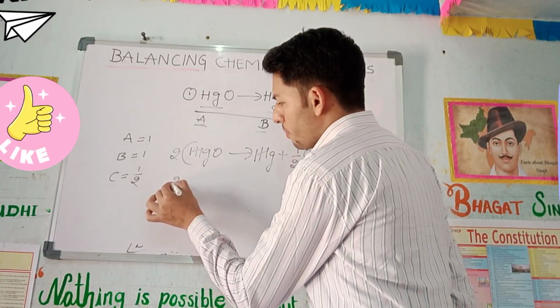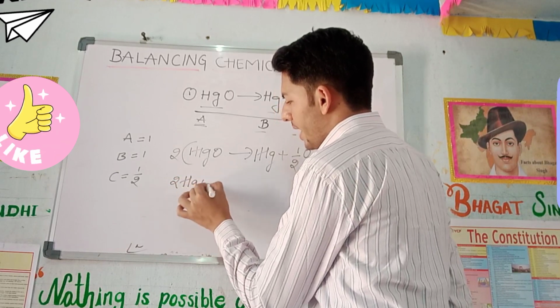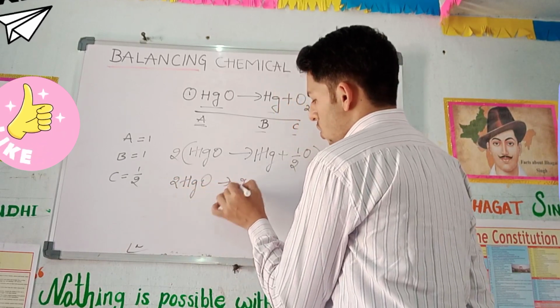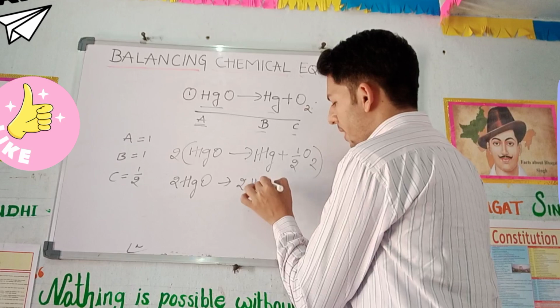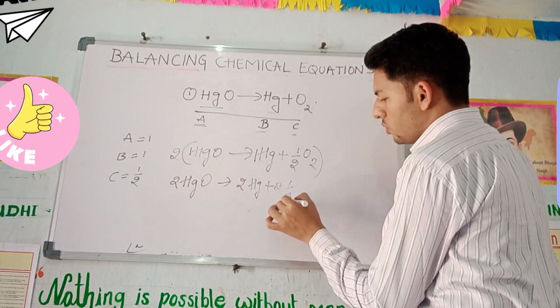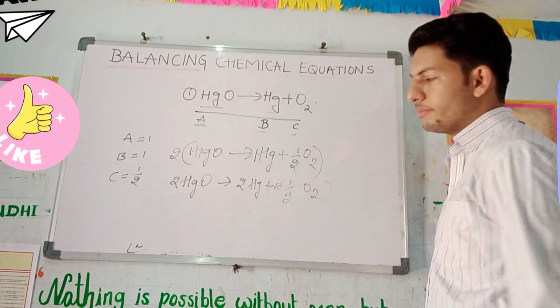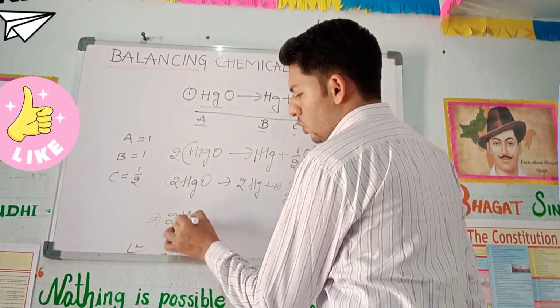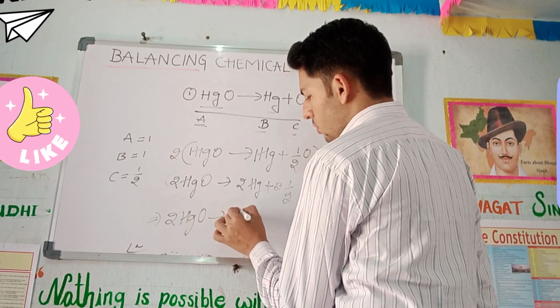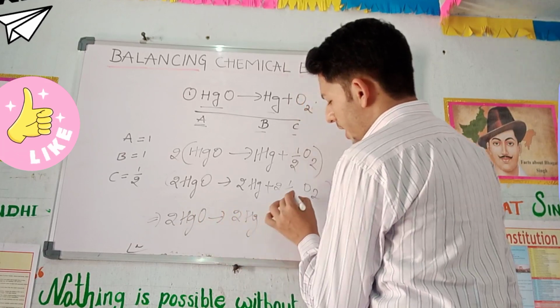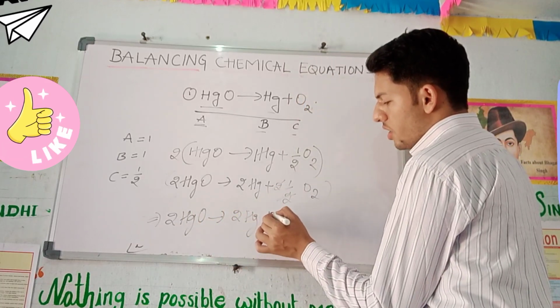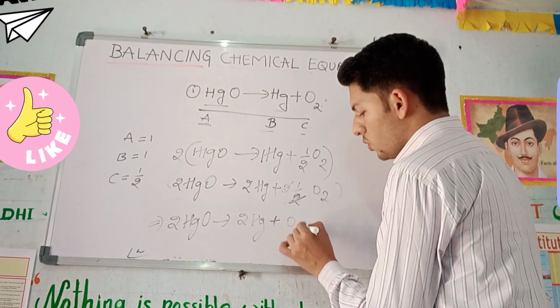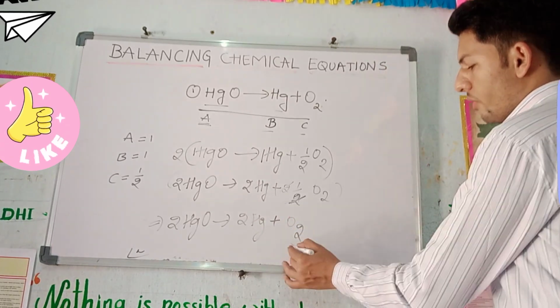Now let's multiply the equation by 2. We get 2HgO gives 2Hg plus 2 times 1 by 2 O2. Now simplifying this equation, we get 2HgO gives 2Hg. Here the 2 and 2 cancel, and we get plus O2. That's it. Our equation is balanced.